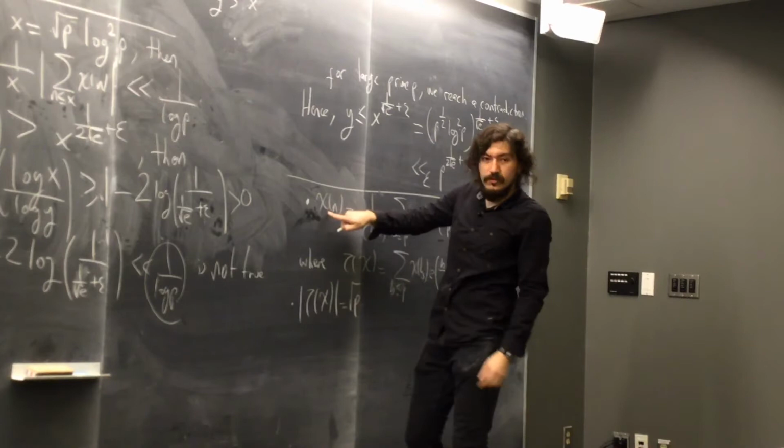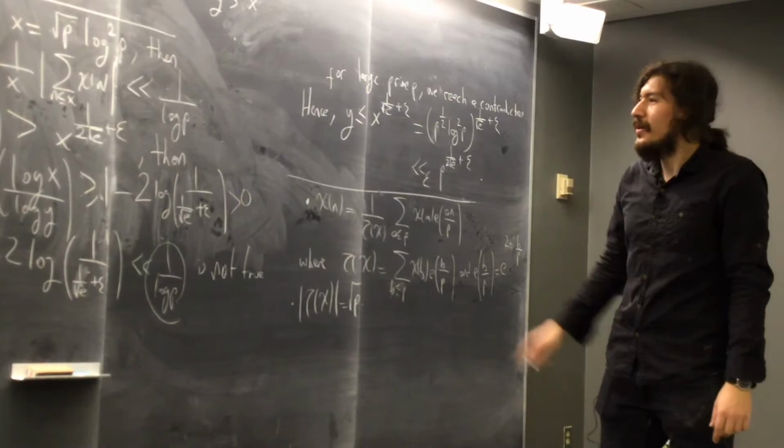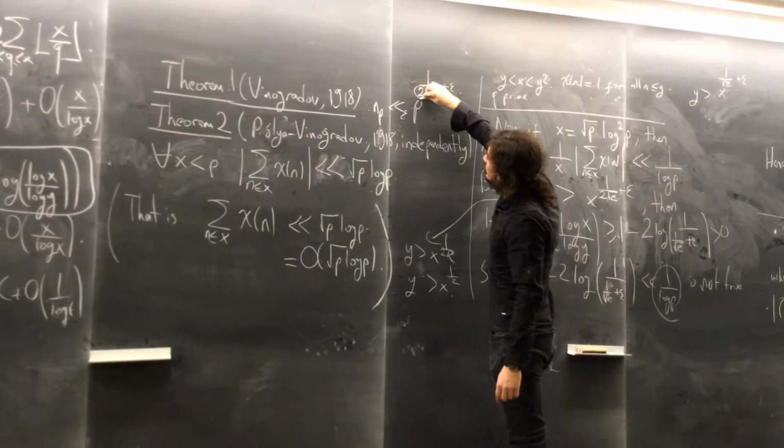I wrote it here, but we didn't have time. That's OK. What is known? Let me just mention this one. This is not the best bound. That was proved 100 years ago. The best bound is replacing this number 2 by 4. And this is a huge difference.